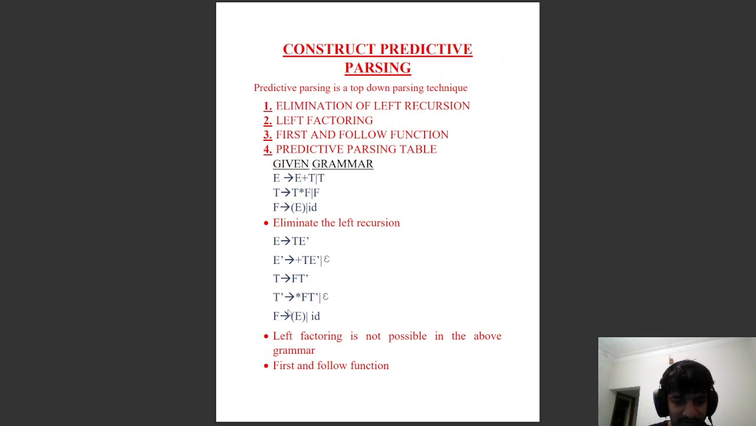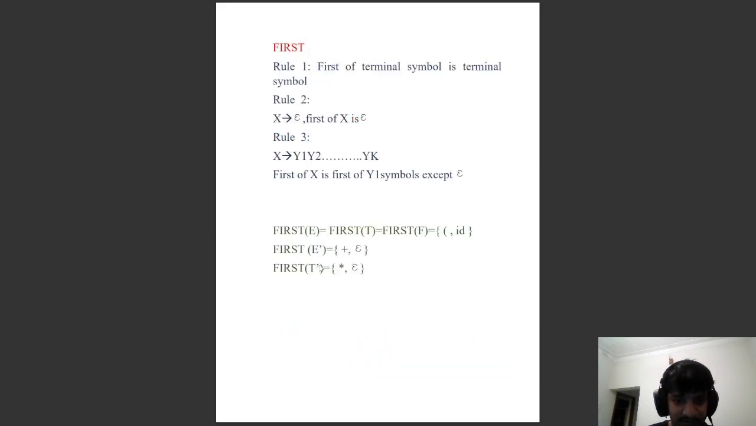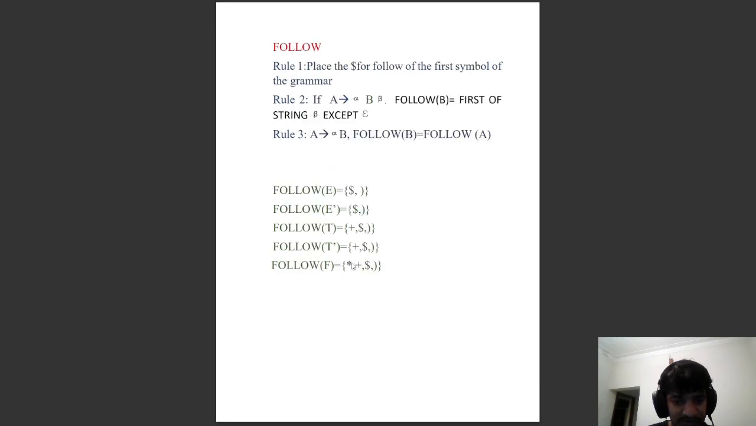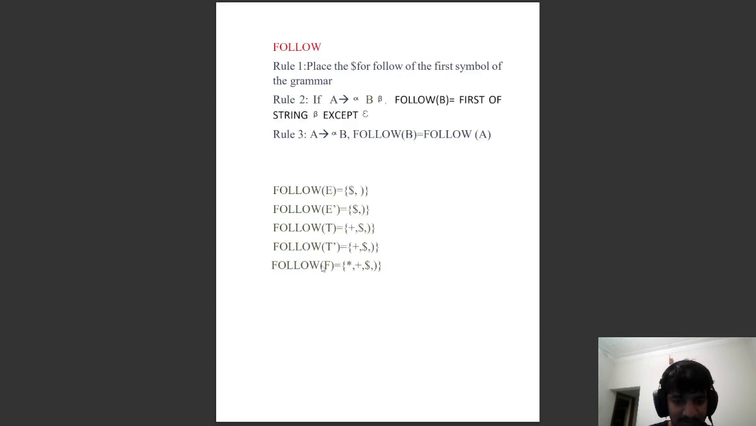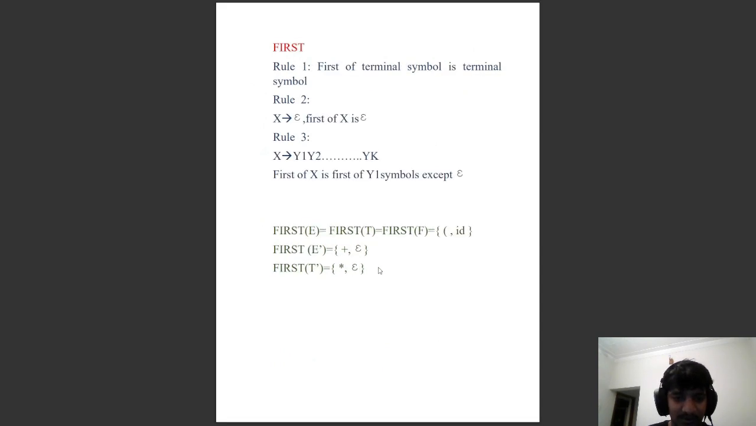Now follow of F. If you follow of F on the right hand side, we have T dash, so we take first of T dash. What is first of T dash? We have star here, so we include star, and here we take follow of T dash 2, that is plus dollar and closing bracket, so we have plus dollar and closing bracket. And now we have first and follow.